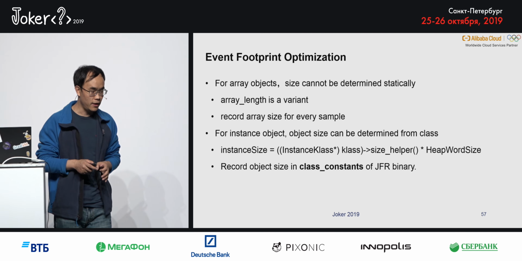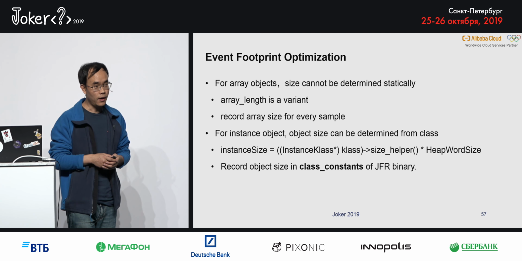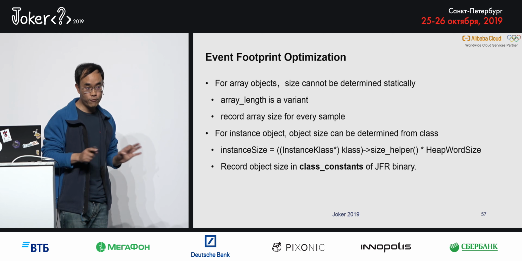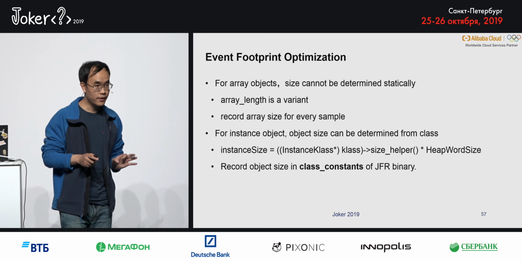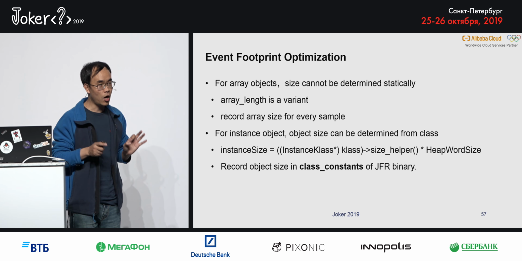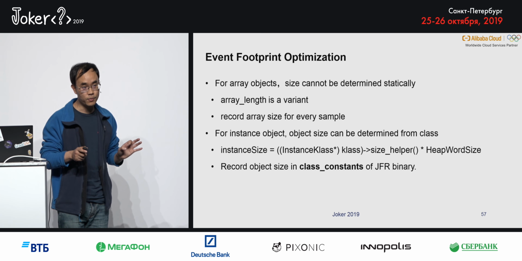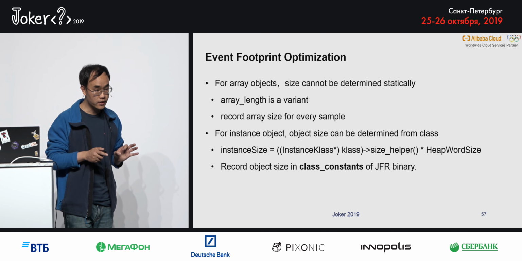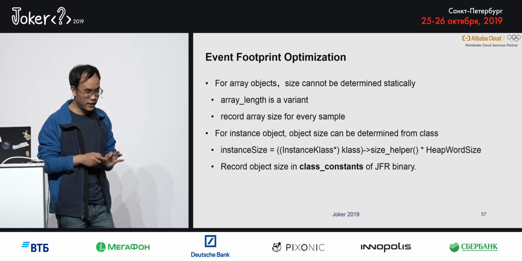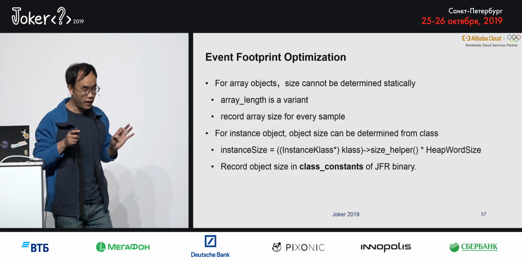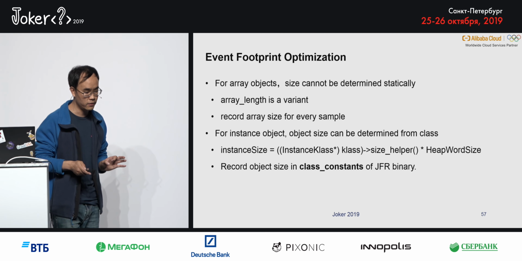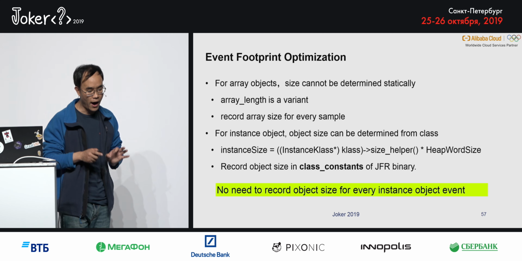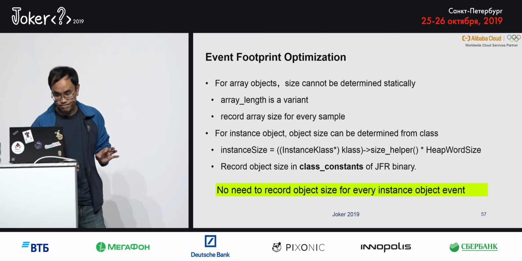The first fact is the size, length of array cannot be determined statically. So we need to record array size for every sample. But for instance object, it's different because the size of instance can be deduced from class type. So if and only if all the instance object allocation events belong to the same class type, then we can just record the object size in the class constants of JAlpha binary. So the key consideration here is we do not need to record the object size for every instance object event.